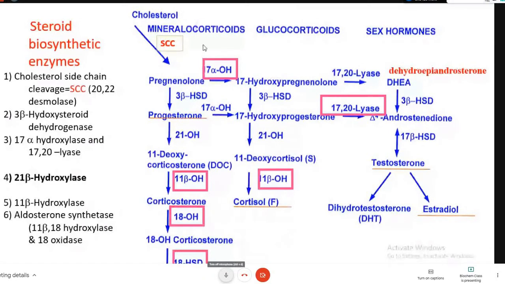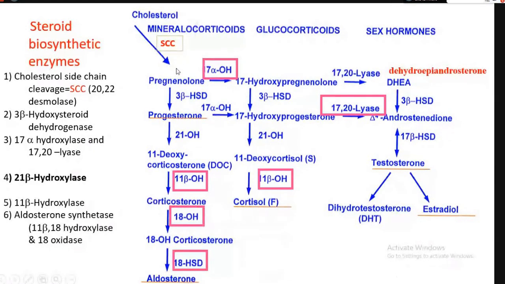Are you confused? So now see, start from cholesterol. There is side chain cleavage enzyme, then pregnenolone. Then there are three axes. One is for aldosterone synthesis, mineralocorticoid synthesis. This axis is for glucocorticoid synthesis. The third axis is for sex hormone synthesis. No confusion.